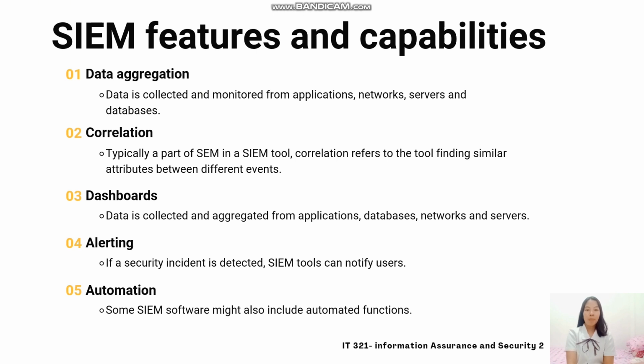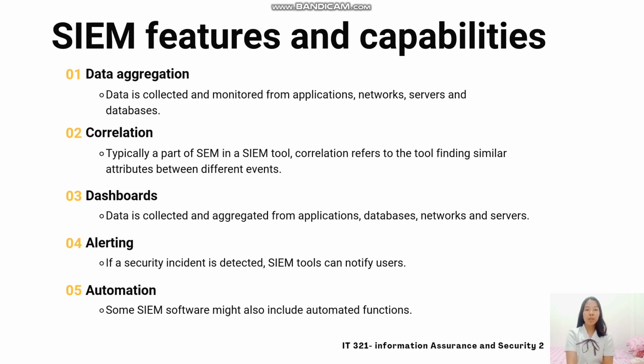Correlation, typically a part of SEM in a SIEM tool. Correlation refers to the tool finding similar attributes between different events. It expresses the extent to which two variables are linearly related to each other and they change together at a constant rate. Dashboard, data is collected and aggregated from applications, databases, and networks and servers.